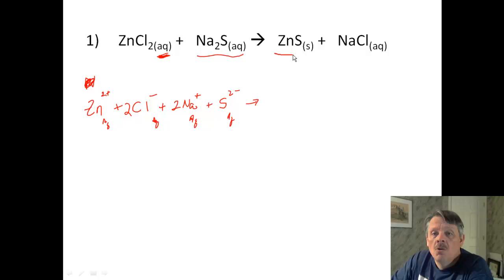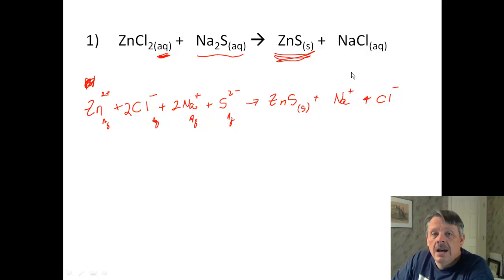Now over here we have something that's a solid, and remember, the solids we don't break apart. So we have zinc sulfide, which is a solid, so it stays together. And then we have sodium, which is over here, and it has a +1 charge, and we have chlorine, which has a negative charge.